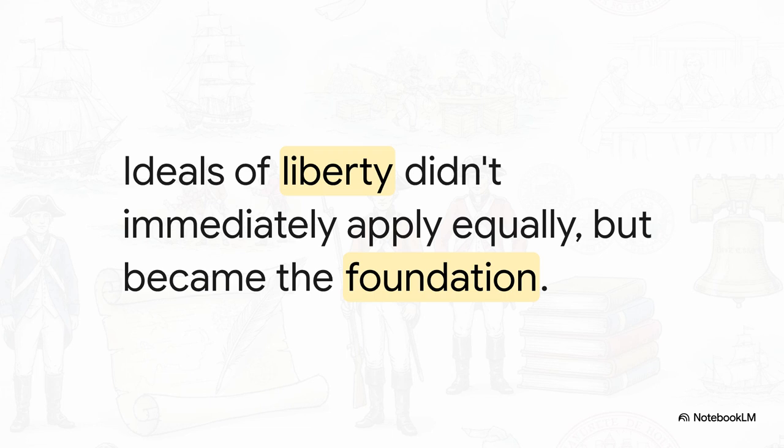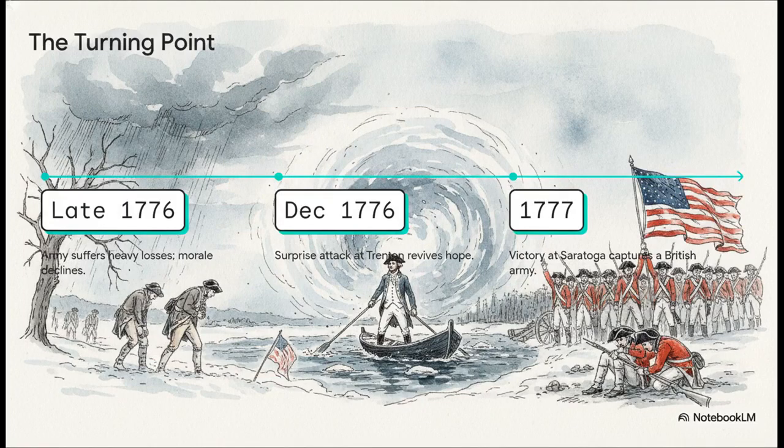Now, we do have to pause and be real here for a second. There is a stark contrast between those soaring words and the reality on the ground. These philosophical ideals of liberty and equality absolutely did not immediately apply equally to everyone living in America, especially not to enslaved Africans and Native Americans. Yet, by officially writing them down, these principles were set in stone as the ultimate foundational goal of the entire American experiment.